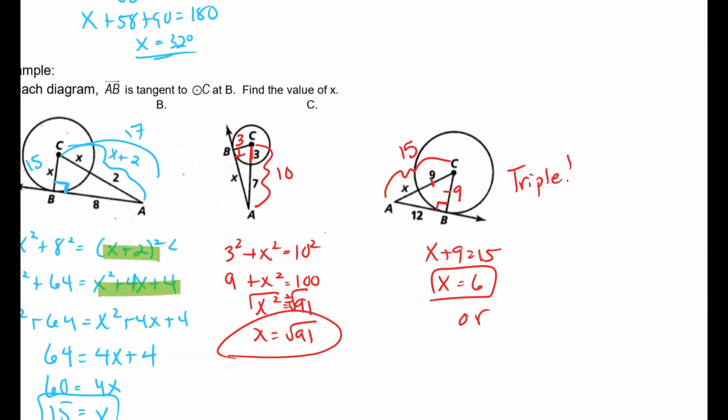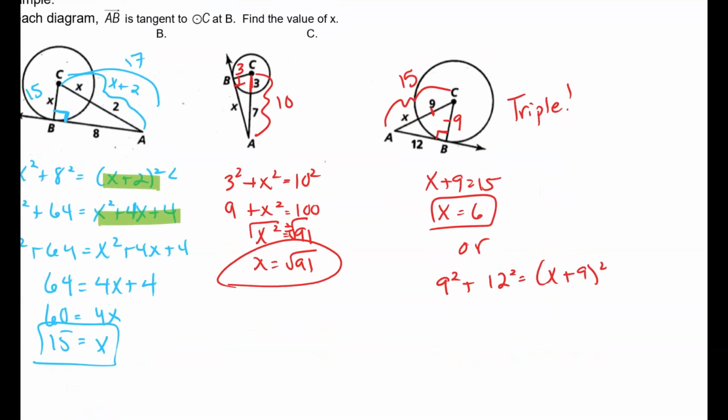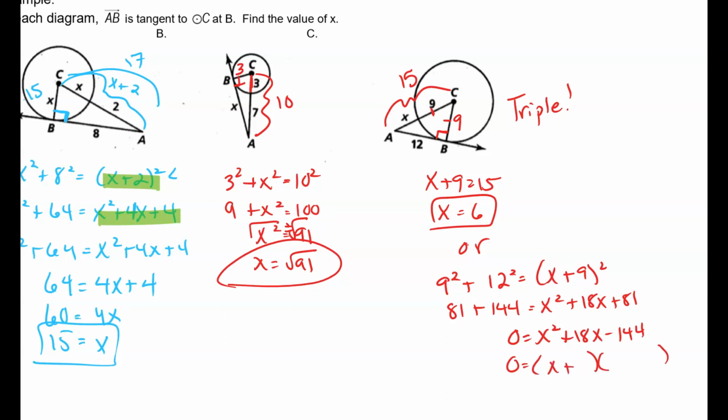Or you could do like what we did earlier and go leg squared plus leg squared equals hypotenuse squared. And so we end up getting 81 plus 144 equals x squared plus 18x plus 81. My friends, we end up moving everything to one side of the equation and we realize you'd have to factor. It would factor into a positive and a negative. You would have a -6, and we'd have a +24. And then we would solve, setting them both equal to 0.